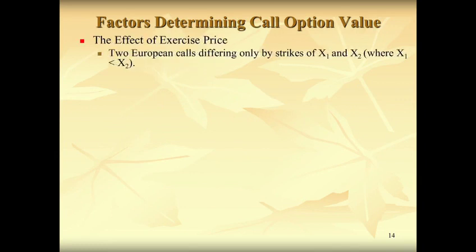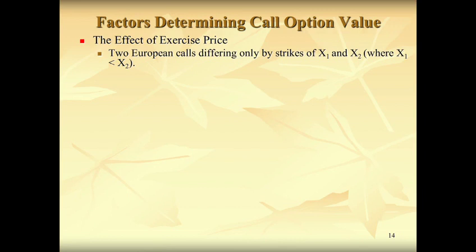So next we look at the effect of exercise price. Now we have two calls differing by only the strike price, X1 and X2. Which one is greater, the one with a higher strike or the one with a lower strike? Lower strike, right? Why is it higher value? Because then you get to buy the stock at a lower price, right? Okay, so a call with a lower strike would always be priced higher than a call with a higher strike.